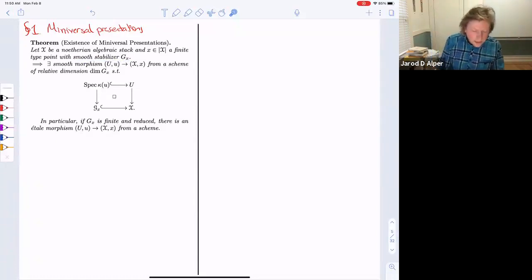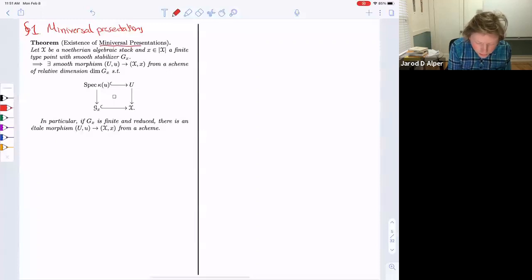If we have a smooth stabilizer, then we claim that there's a smooth presentation. Well, we know because it's an algebraic stack, there exists a smooth presentation, but the important thing here is that we can arrange that there's a smooth presentation such that the relative dimension is equal to the dimension of the stabilizer. And you get a Cartesian diagram like this, so that the fiber product under the residual gerbe is just a point. If you apply this to the case where you have a point with a finite and reduced stabilizer, since this map then has relative dimension zero, it's étale. So you get an étale morphism from a scheme. And this is what we'll use to prove this equivalent characterization for the Deligne-Mumford stacks.